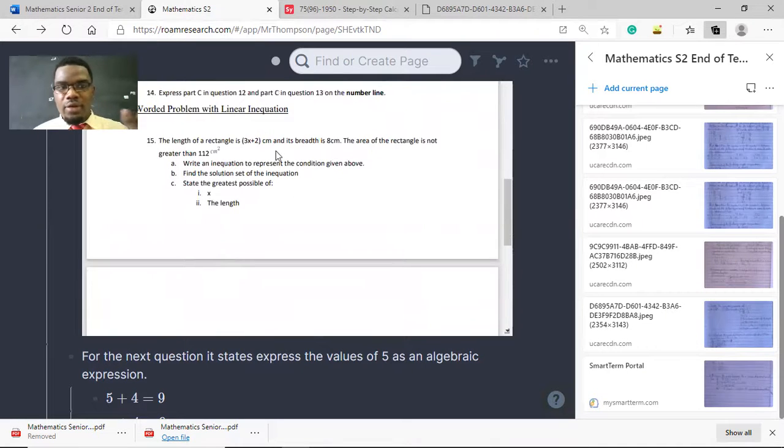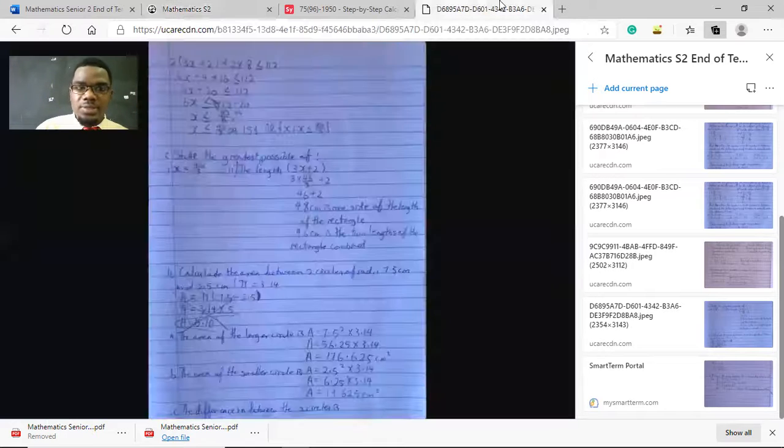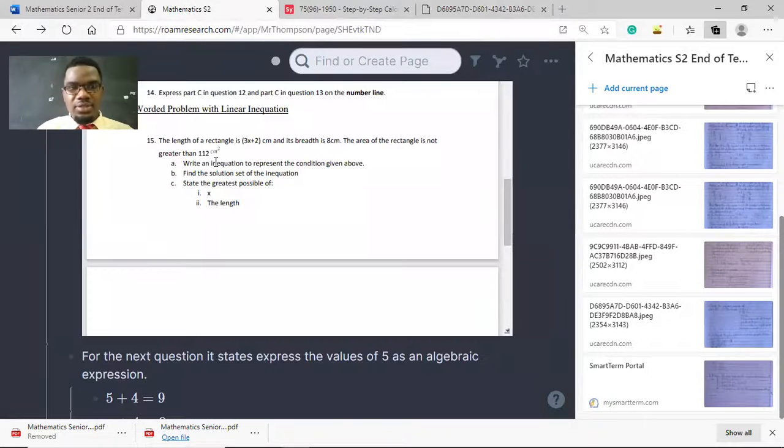Right, the length of a rectangle is 3x plus 2. Its breadth is 8 centimeters. That means, as I said before, it's less than something. So you could express that using the equation 2 times length plus 2 times width is less than or equal to 112, which is the barrier. Now the next question says you should solve it, right?